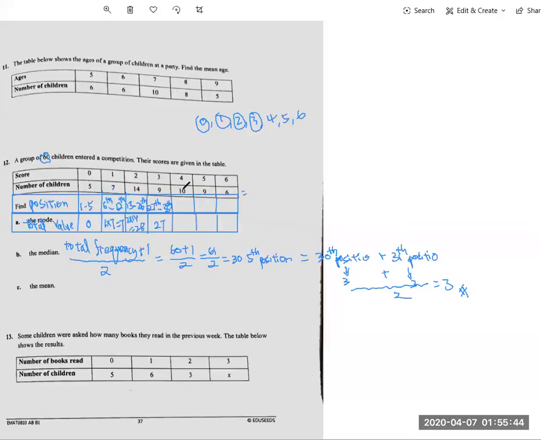10 times 4 give you 40. 9 times 5 give you 45. 6 times 6 give you 36.